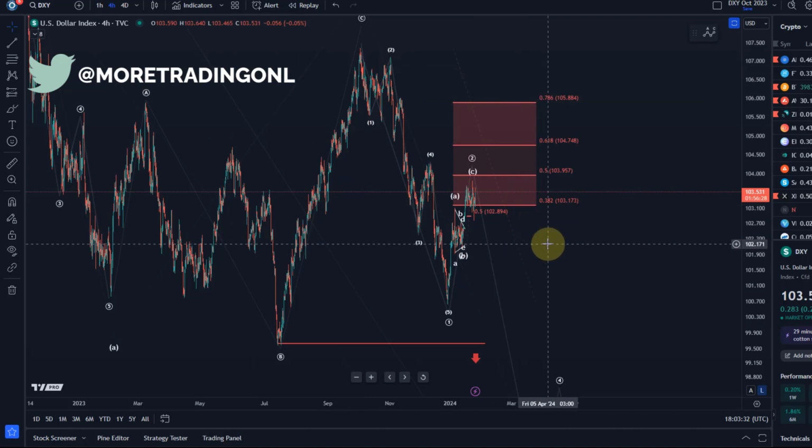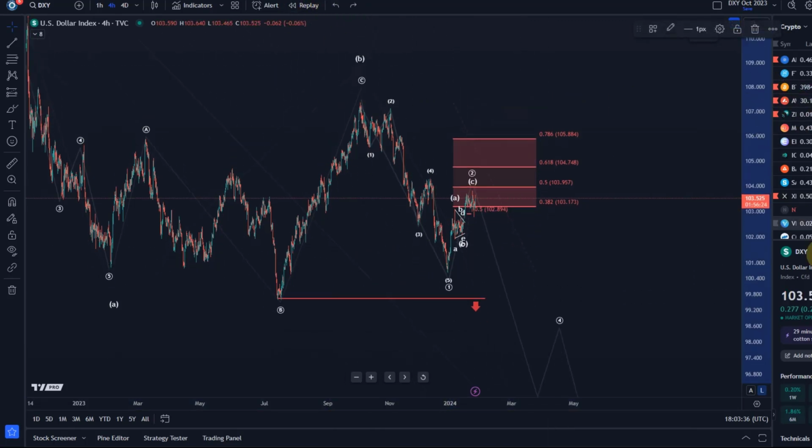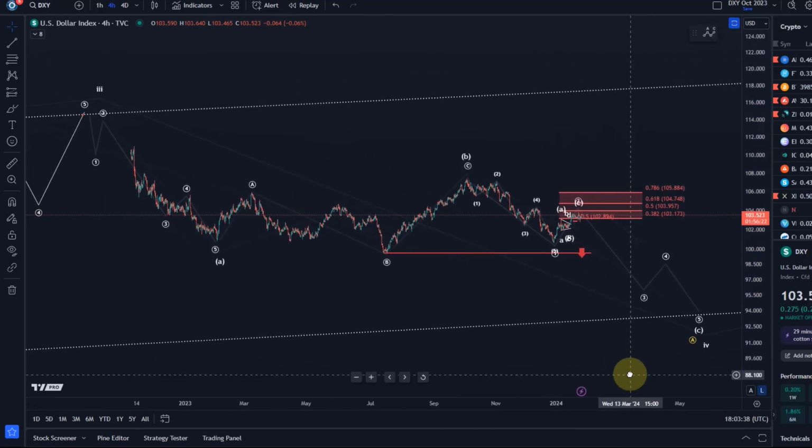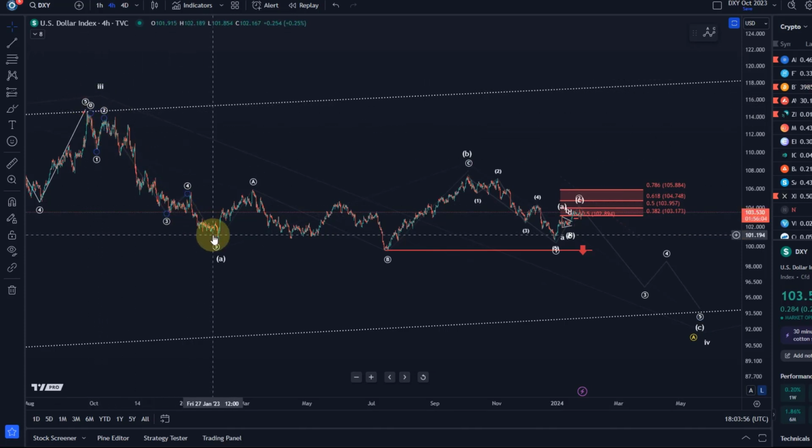So let's zoom out first and talk about the bigger picture on the DXY chart. You can see here the price action from this September 22 high. This is completely unchanged. This hasn't actually changed since the September 22 high. When we started to cover this downturn, at the time we assumed that a more substantial top was in place here. We were tracking 5 waves down.